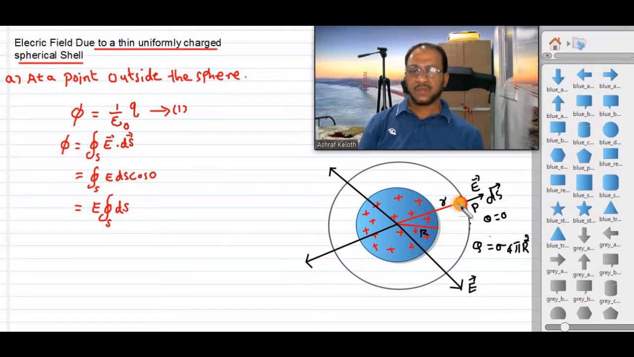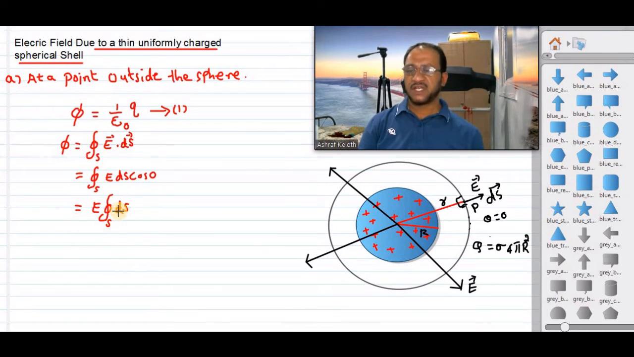4 pi r squared. 4 pi into small r square. That is the surface integral of this imaginary sphere. The imaginary sphere has radius small r, so the surface integral for the entire surface of this imaginary spherical shell will be 4 pi into small r square.